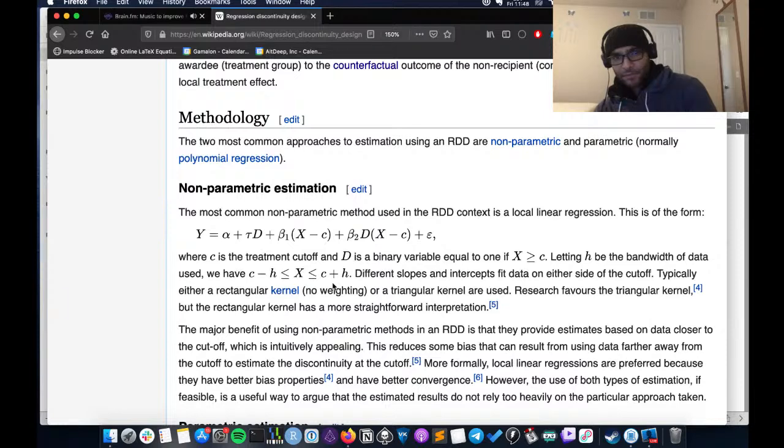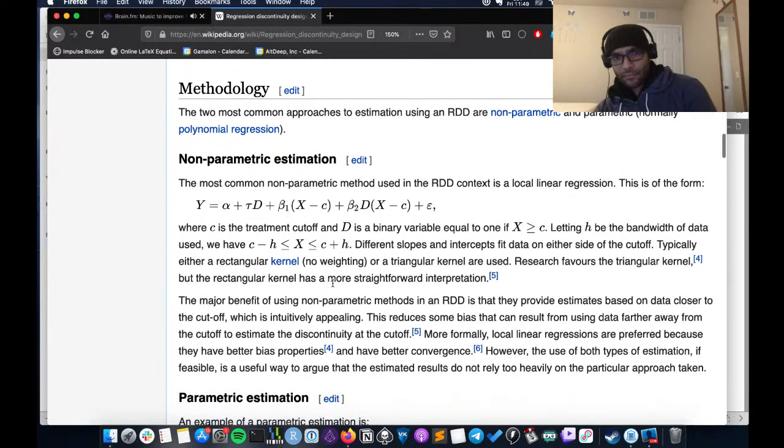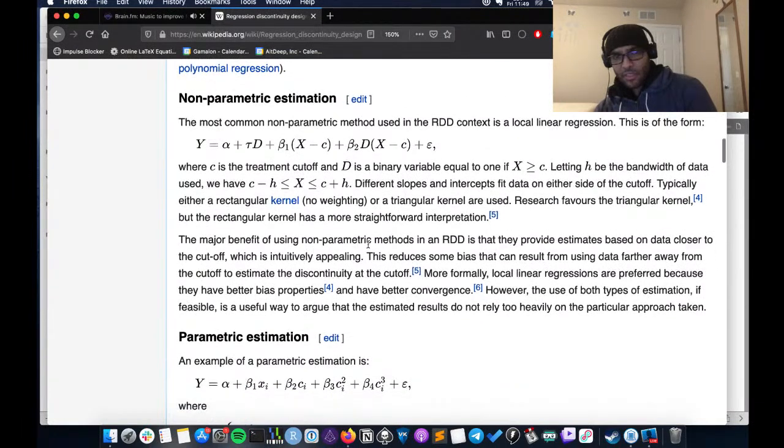The major benefit of nonparametric methods in an RDD is to provide estimates on data closer to the cutoff, which is intuitively appealing. This reduces some bias that could result from using data further away from the cutoff to estimate the discontinuity at the cutoff. More formally, local linear regressions are preferred because they have better bias properties and better convergence. However, it is best to use both types of estimation if feasible, as it is a useful way to argue that the estimated results do not heavily rely on which approach is taken.